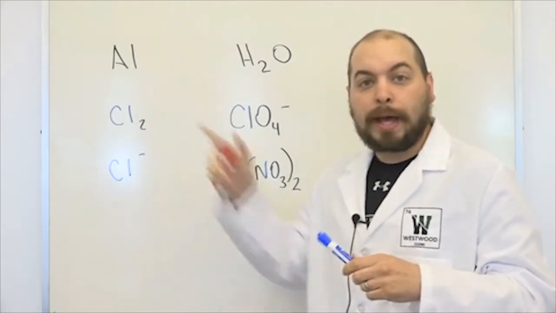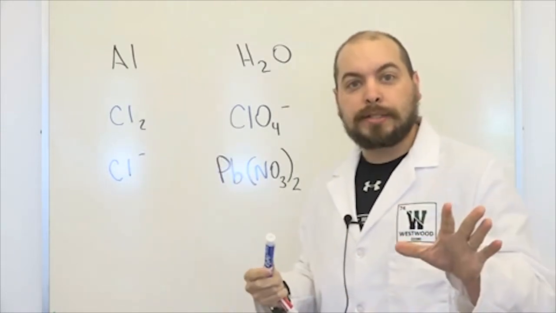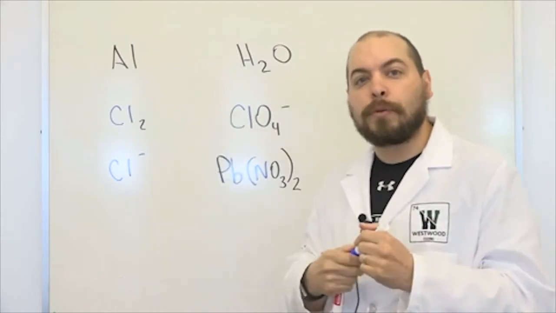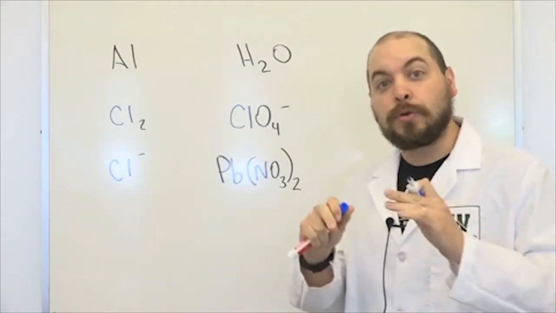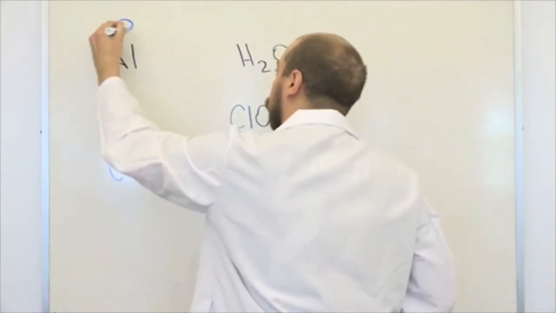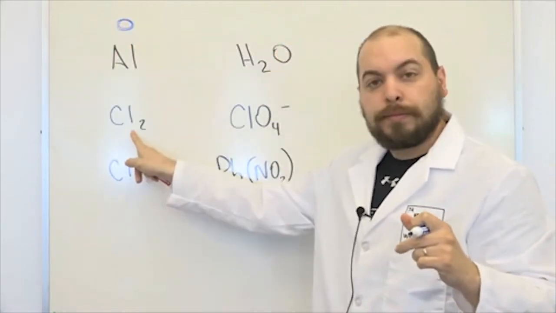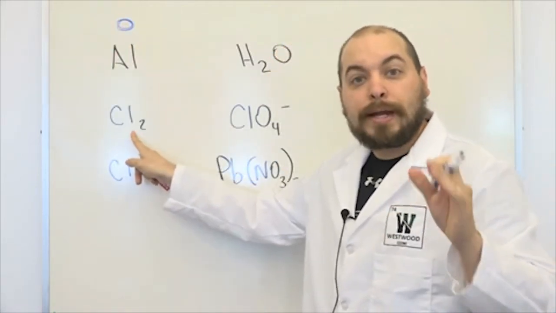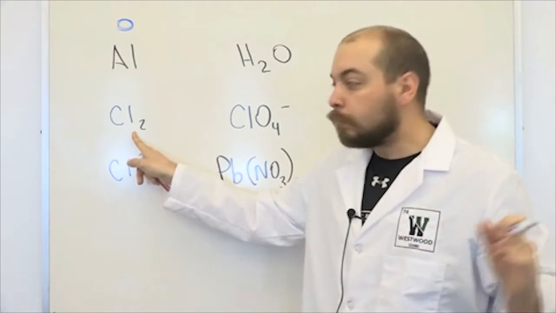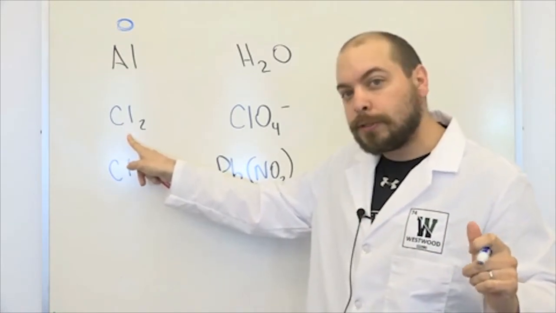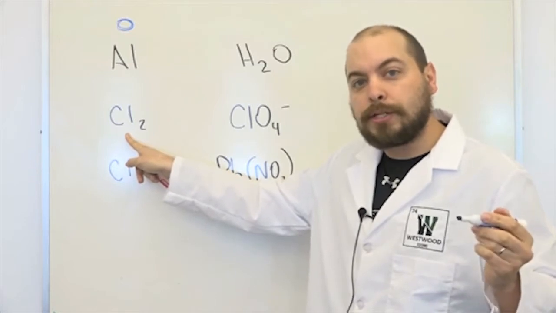This is an aluminum atom. Now, because it's by itself, we know that it's in its elemental form. That means its oxidation number is going to be 0. Chlorine is one of our 7 diatomics. Remember, Hunkel Briff. So chlorine, because it's also in its elemental form, would have an oxidation number of 0.